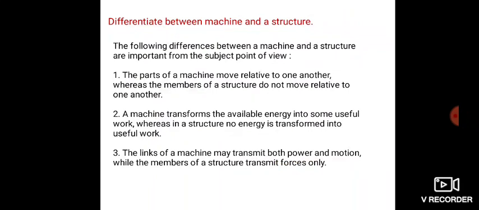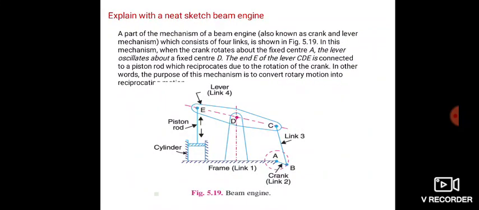These differences you should read carefully. Okay, then moving on to the next question. From this onwards, start with mechanisms. Sketch and explanation, like that some questions will come which are for 10 marks. You have to draw the diagrams and write the explanation of those mechanisms, how that works.